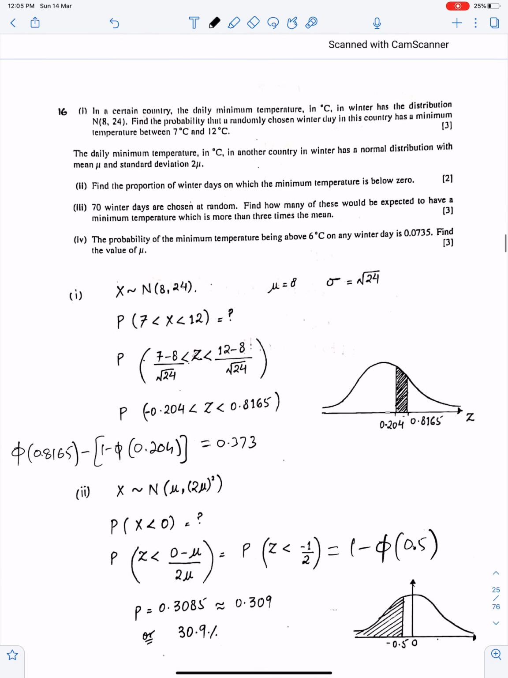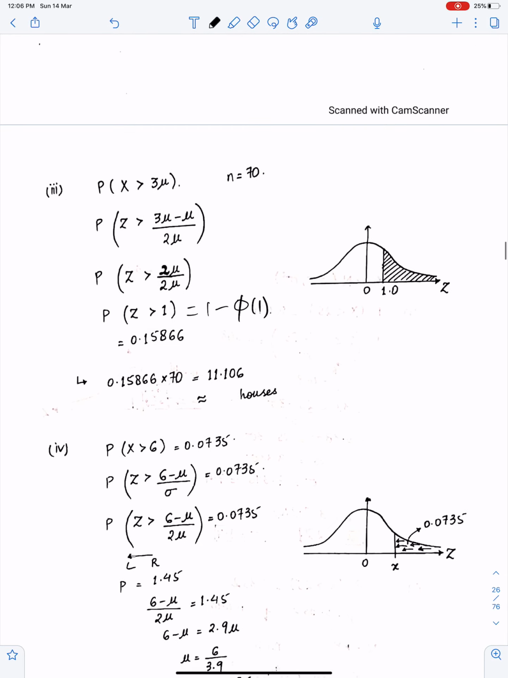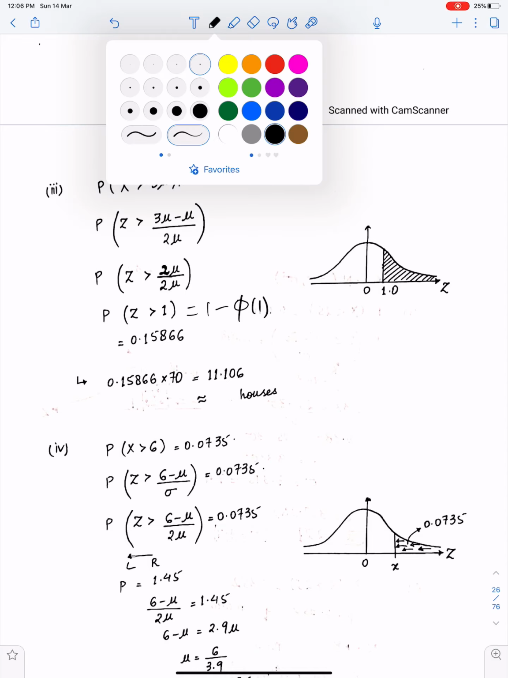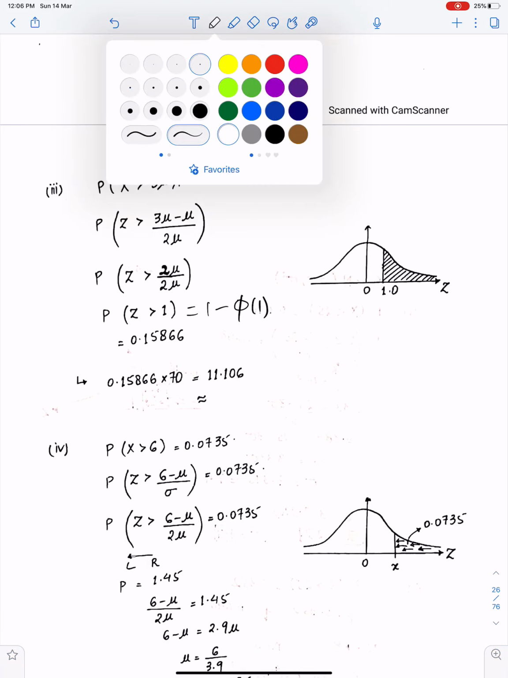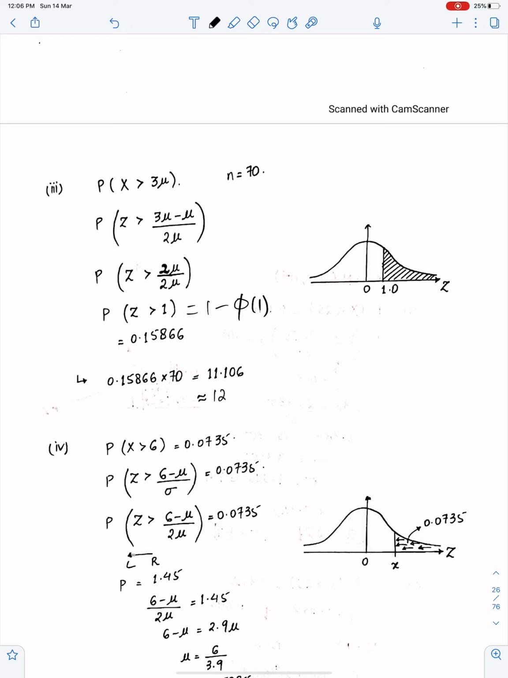Let me read the question. 70 winter days are chosen at random. Find how many of these would be expected to have minimum temperature which is more than 3 times the mean. Since you are using 0.1 of the next day, this will be a complete day. So the answer is 12 days. Always round this in the forward direction because you are using some part of the next day, so 12 days.